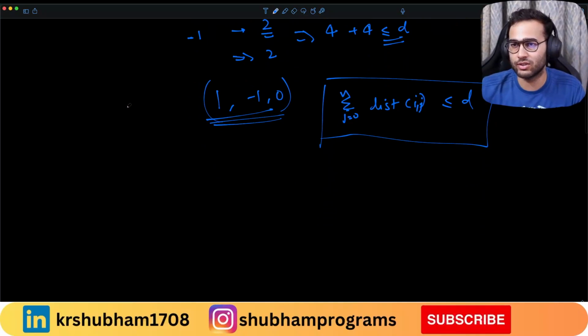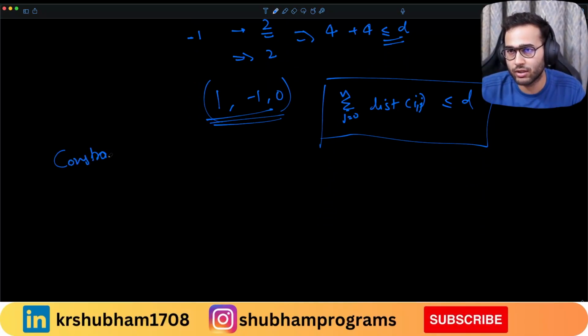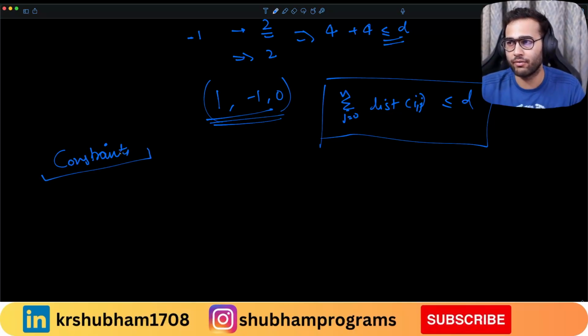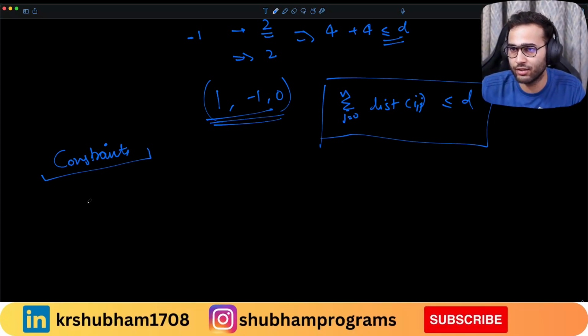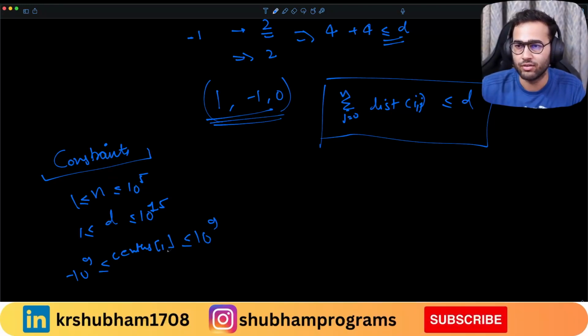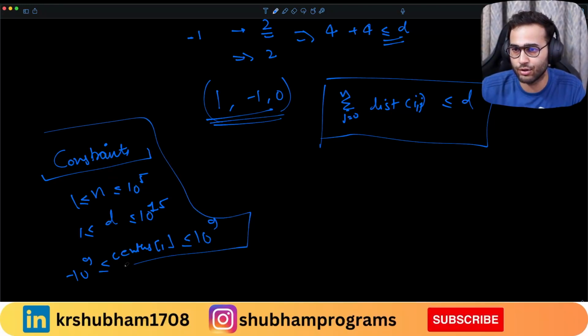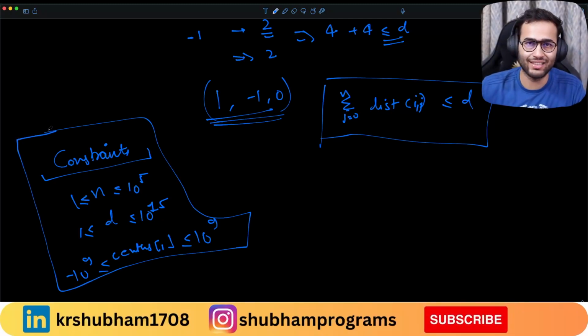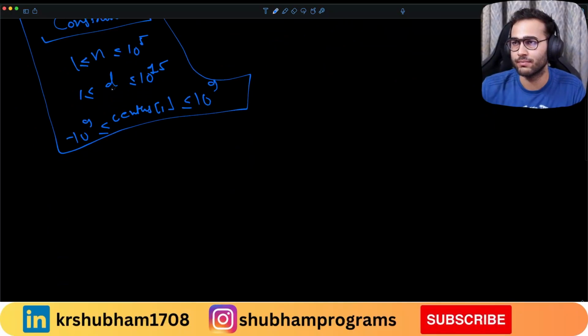And again, just to tell you the constraints before you jump. So constraints, we have the length of the centers array, let's say n, is 1 to 10^5. The value of D can go from 1 to 10^15. And the value of centers[i] can go from -10^9 to 10^9, right? So huge constraints on D here, so make sure you think appropriately. And now is the time for you to pause the video and think about the solution.